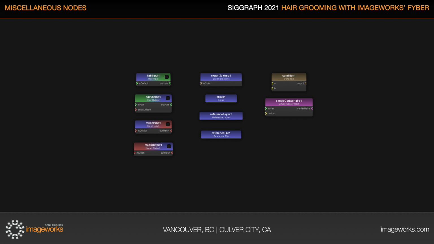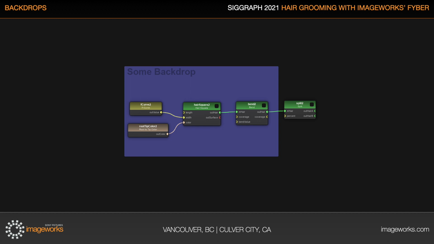Next, we have a bunch of nodes that don't fit into any other category. On the left, we have I/O nodes that we use to input and output hairs or mesh data from third-party applications into the Fyber node graph. In the middle column, we have nodes like the group node. It is automatically created when you select a bunch of nodes in your node graph and hit Ctrl-G to group them. Or the reference nodes can be used to reference an existing Fyber file in a current work file, similar to Maya references. And last but not least, we have backdrop nodes. They don't have any real functionality and are purely for helping to organize the node graph better.